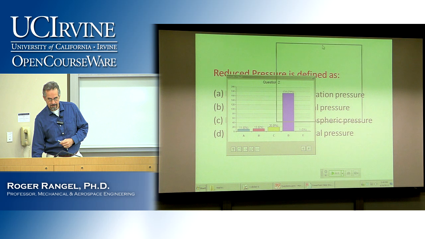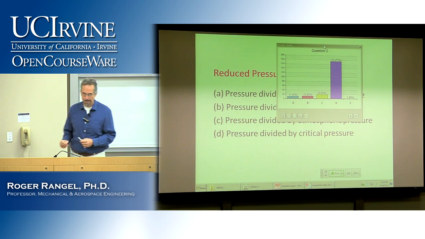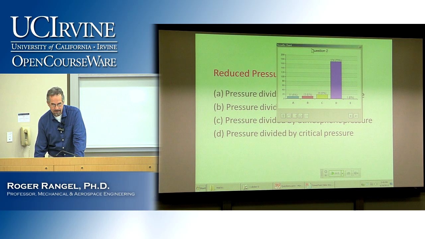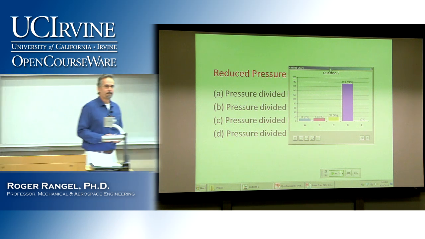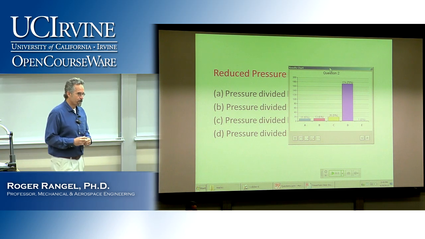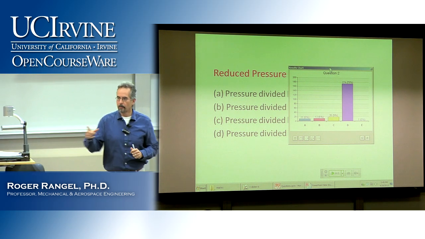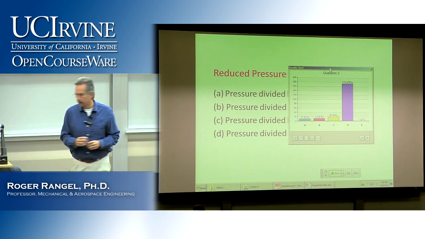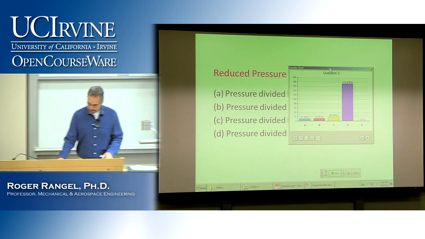D. Yeah, pressure divided by critical pressure. That was an easy one, right? That's just a definition. And when do we use this? In connection to what? When do we need this concept? Compressibility factor. When we're looking at compressibility factors, what we did in the last lecture.